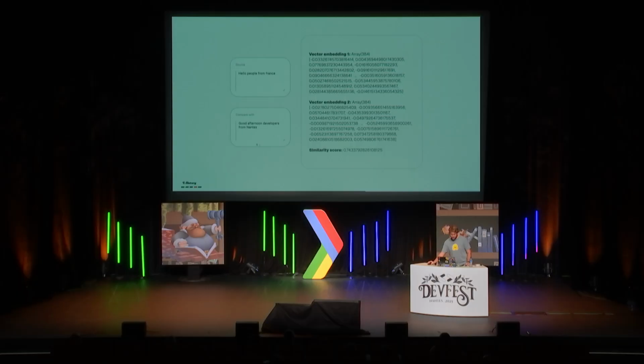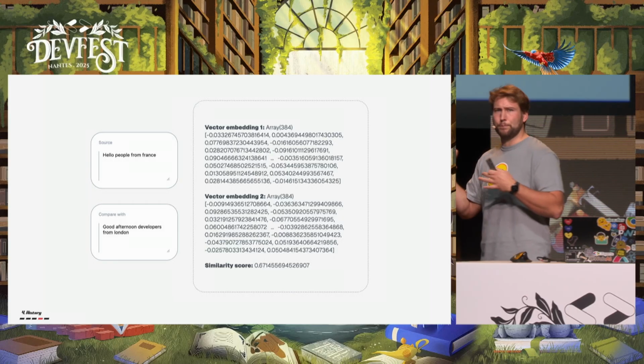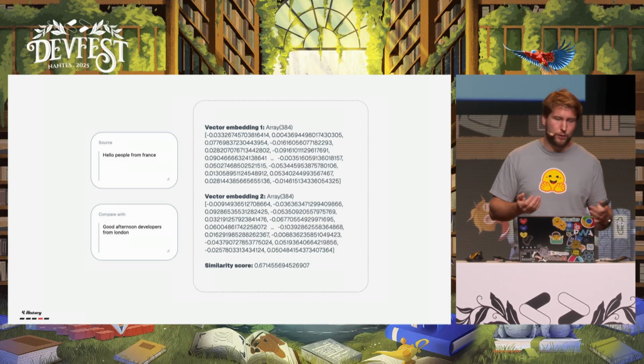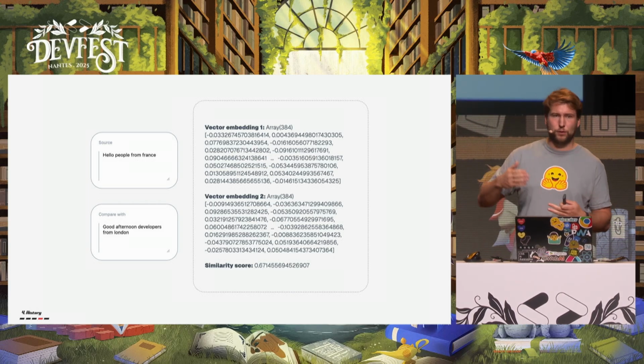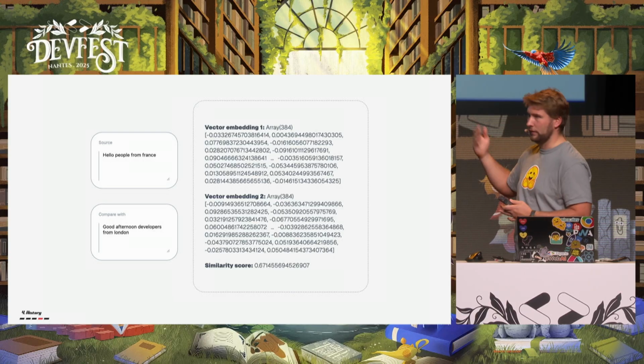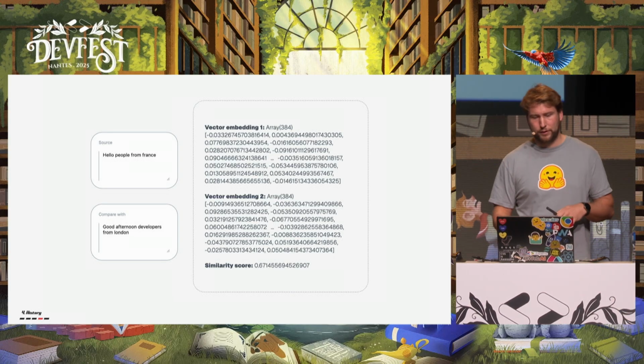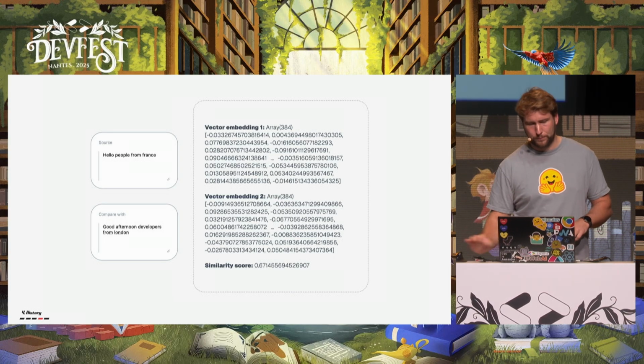If I change that from Nantes to London, you can see that the similarity dropped because we still have a lot of similar words, but France and Nantes are closer together than France and London, and that's why the similarity is now lower than it was before.